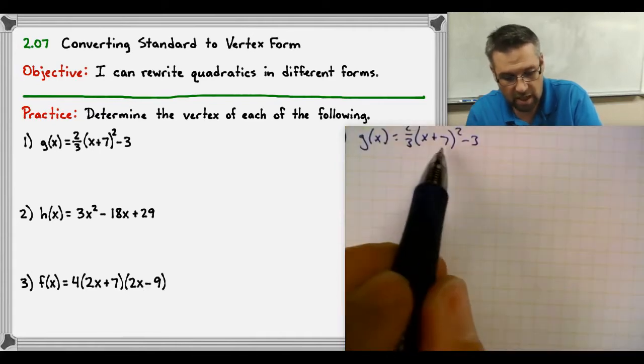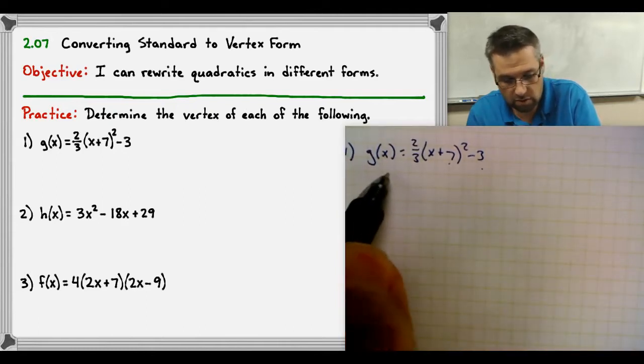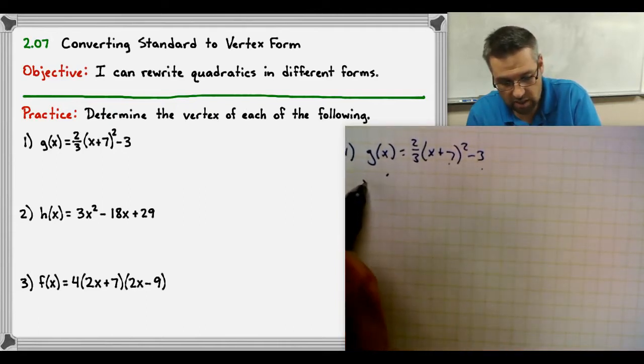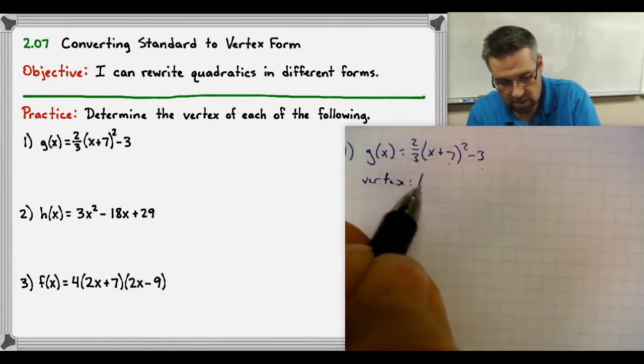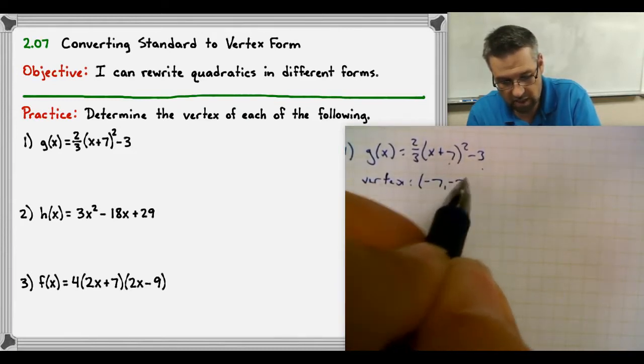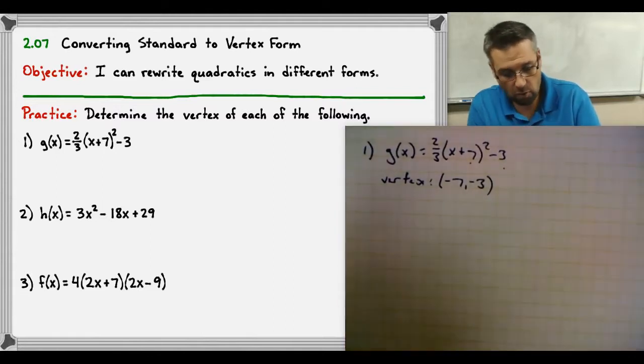The vertex for number 1, that's already in vertex form. So we can just pull the vertex out of that without any problems at all. Remember, the vertex is the h value and the k value. The only thing we have to do is change the sign of the x value. So the vertex in this case is going to be -7, -3. Change that sign, keep that sign. So nothing new. We've been doing that for a while now.